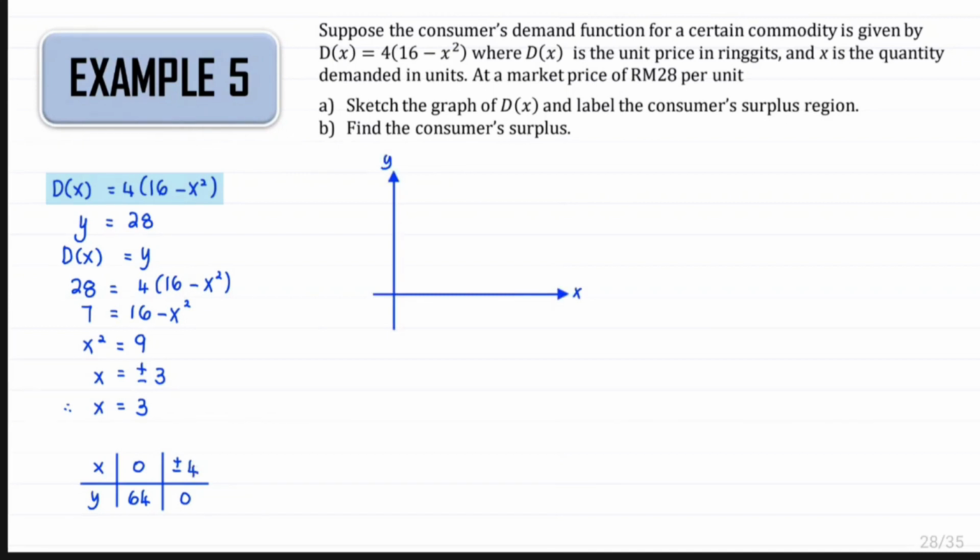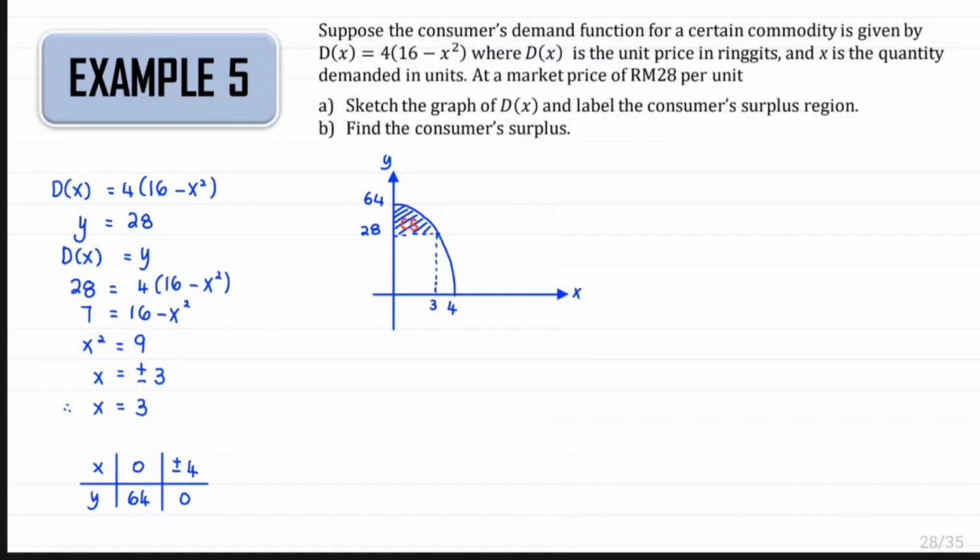We know that the demand function is a decreasing function. So we sketch this decreasing curve at the x and y intercepts. So x is 4 here and this one 64. And we have the point (3, 28). So our consumer surplus region is here. So this region is CS.